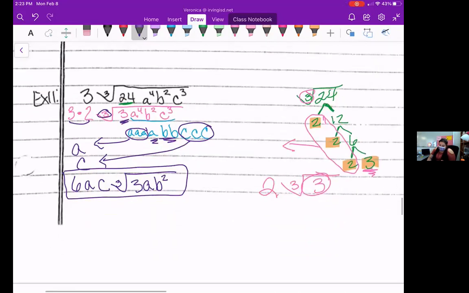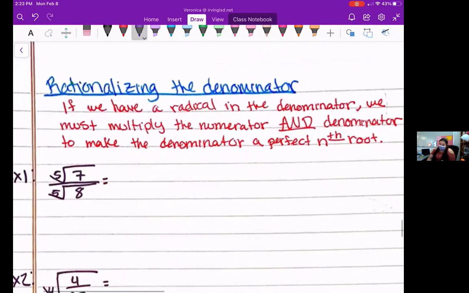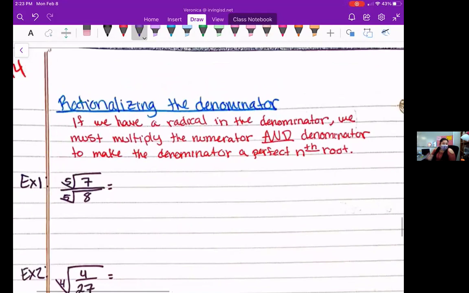Okay. Now, rationalizing the denominator was a pain in my butt last period because y'all always get the better version of me, dang it. Y'all should be glad about that.